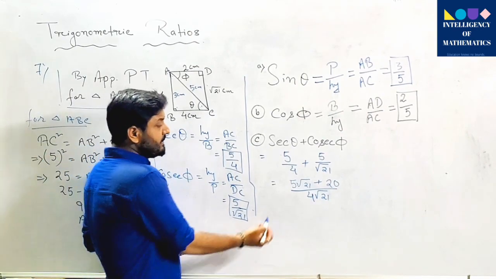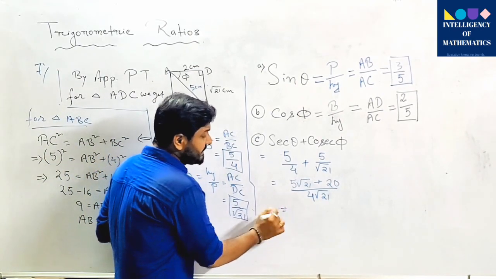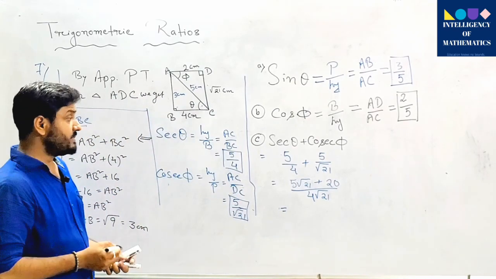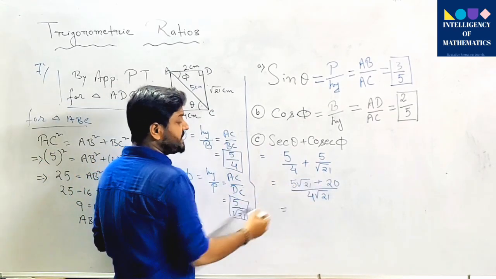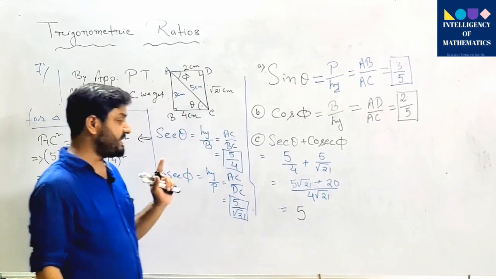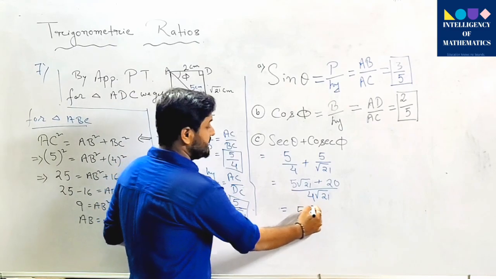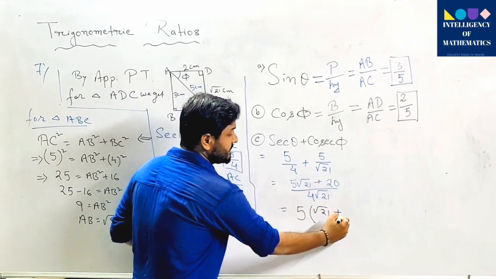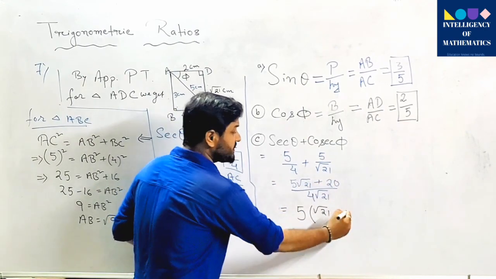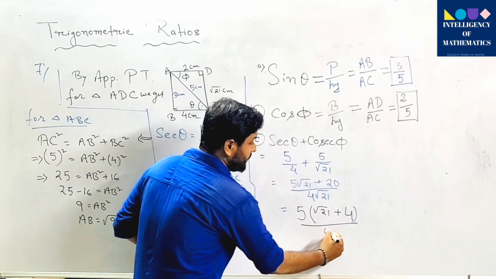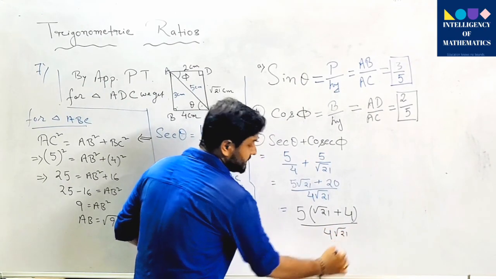Next step, you have to think like this: can anything be taken common between these numbers? Between 5 and 20, I can take 5 as common. So if I take 5 common, here it remains root over 21, here it is plus 5 fours are 20, so here 4, and the denominator will be 4 root over 21.